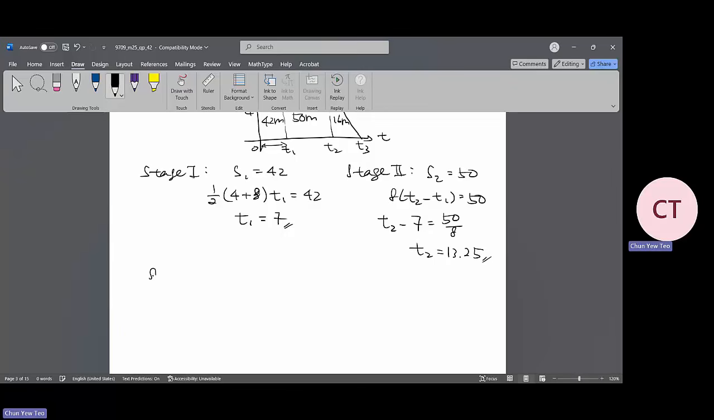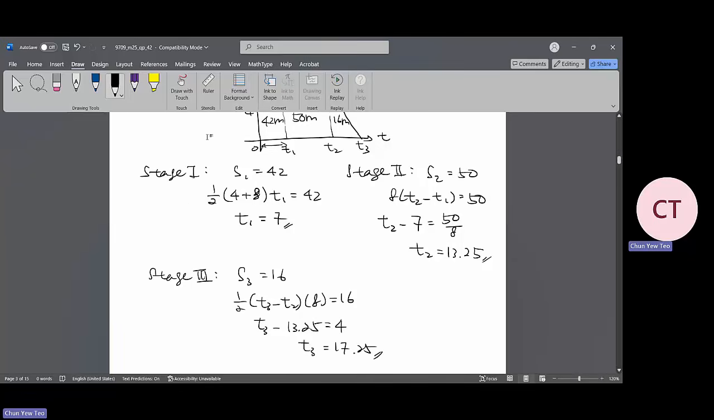Then now stage 3. For stage 3, the area here is a triangle. So what you need to do is S3 is equal to 16, half times the base times the height is equal to 16. So the D3 minus the D2 is equal to 4. So your D3 is 17.25. Done. This will be the answer for number 2.